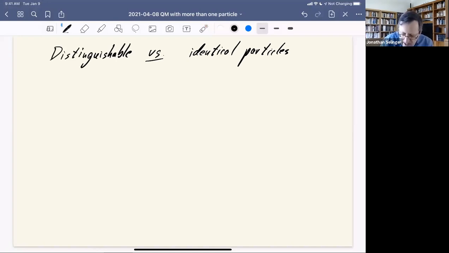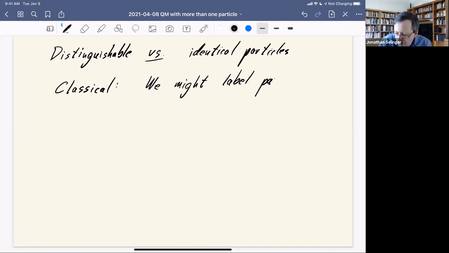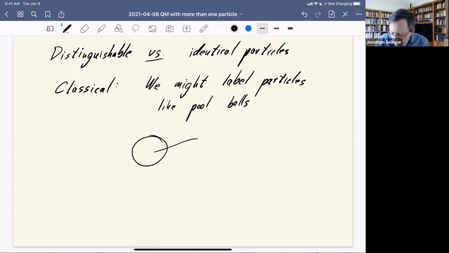So here's a difference between classical and quantum mechanics. In classical mechanics, we might label the particles. So they would be like pool balls with numbers. So we could say, here's a particle, it's moving somewhere. Here's another particle, it's moving somewhere. And they have numbers, 1, 2.